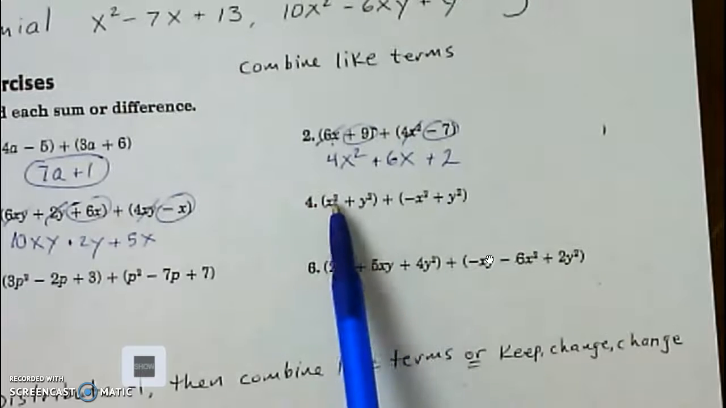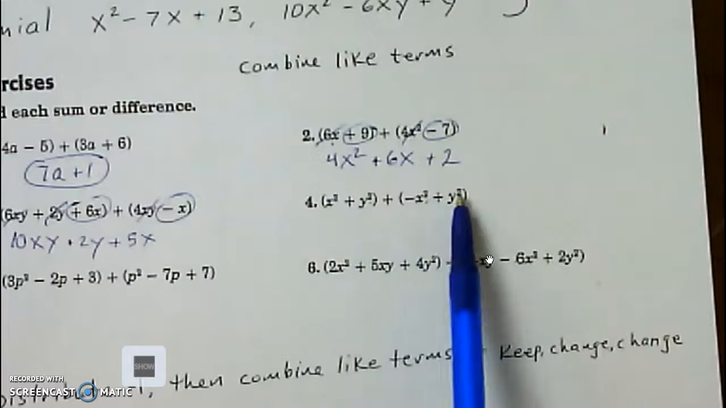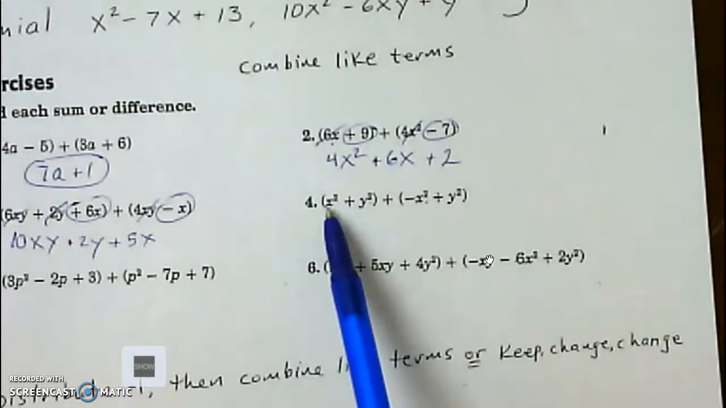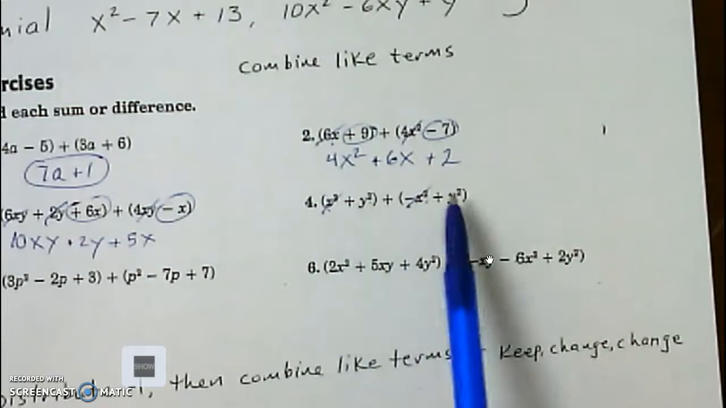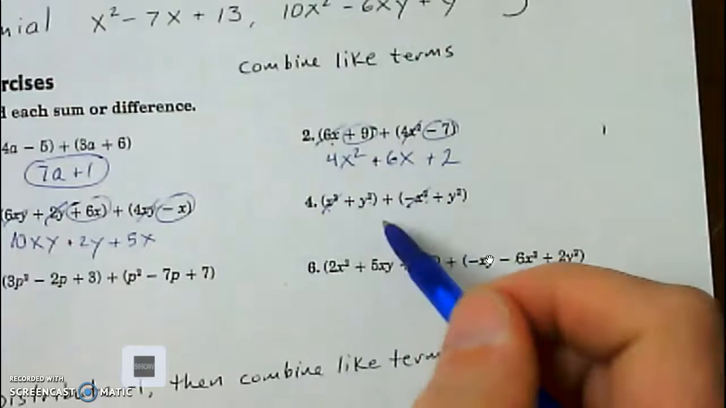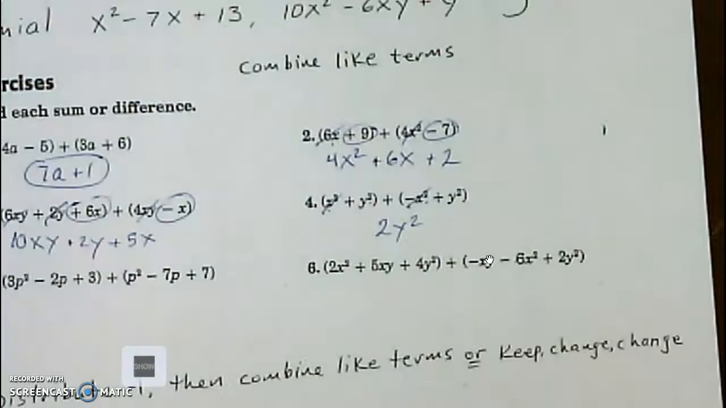And this one's a little hard to read, but it's x squared, y squared, x squared, and y squared. So this one matches up. Positive x squared plus negative x squared is actually 0. So they cancel out. I'm not going to write a 0 in my answer. And here I have 1y squared plus 1 more y squared. Well, that is 2y squared.